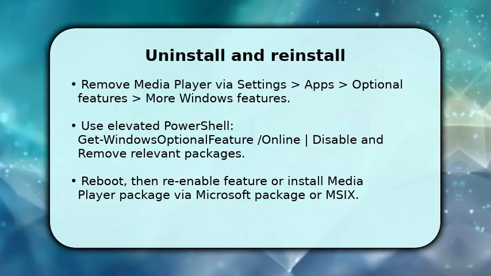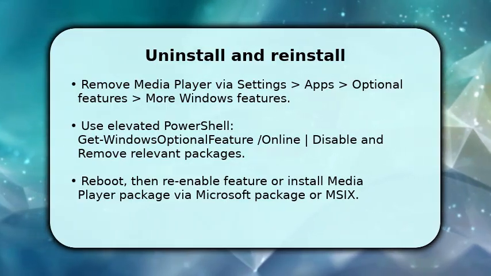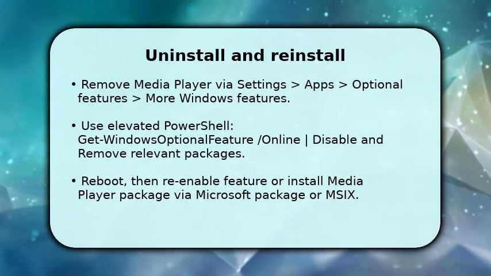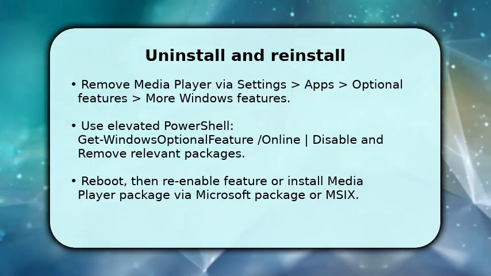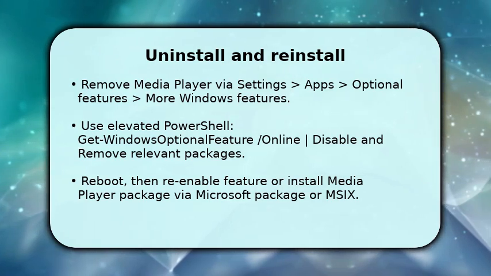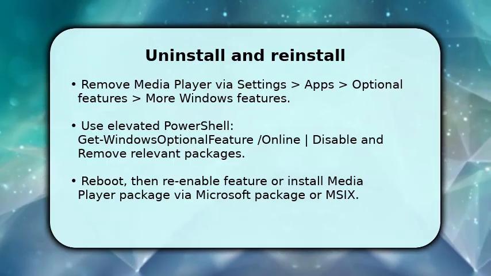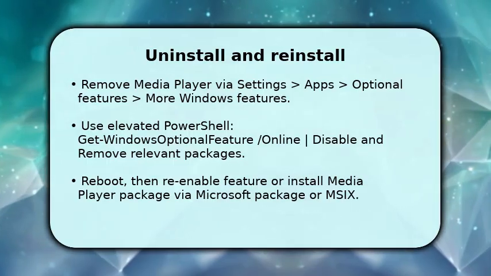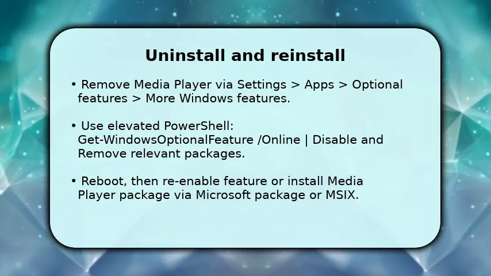Once removed, open Elevated PowerShell to disable any leftover optional features and unregister media player packages. This avoids corrupted states. After executing the removal commands, reboot. When the system restarts, re-enable media player from Windows features or install the official MSI package. This restores the correct files and registry entries so the app runs cleanly.